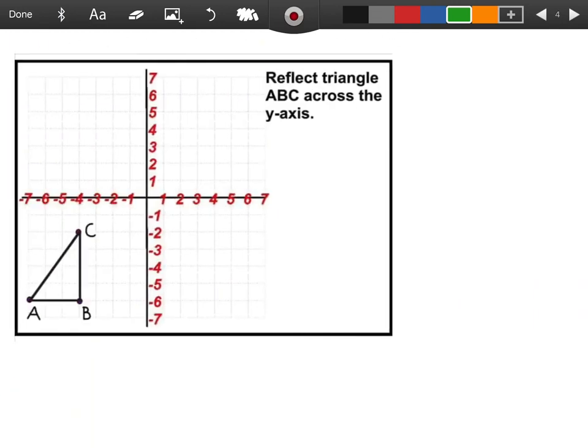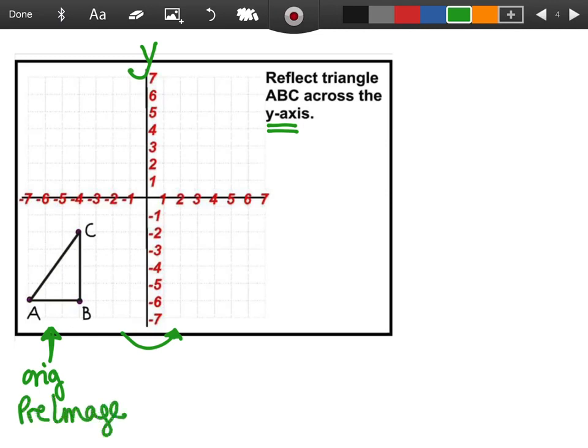Now I'm going across the y-axis. Okay, here is my y-axis at the top. I know because my y is vertical that my triangle is going to move this direction. You're going to do the exact same thing. This is my original. And again, my original is my pre-image. Okay, and I'm trying to find my prime.